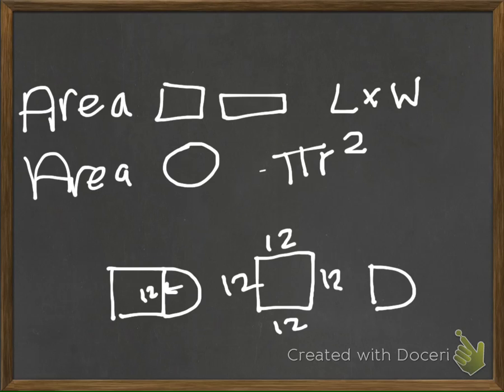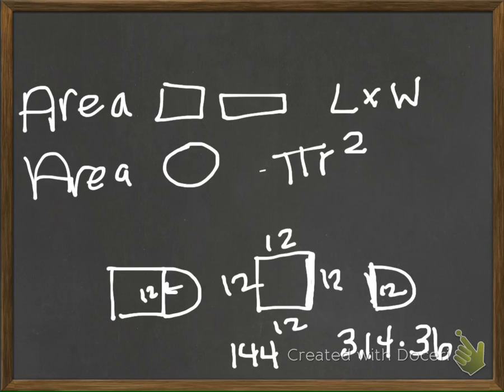But the area is length times width. So the area would be 144 for this one. Then, we also know that this same side is attached to this side. So we know our diameter of our circle would be 12. So that means our radius would be 6. Very good. So to find the area of the half circle, then we do 3.14 times radius squared. If the radius is 6, then it will be 36.